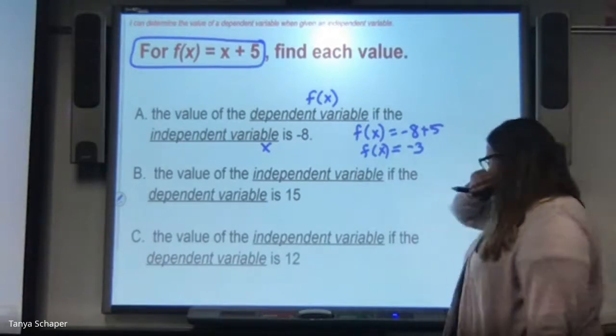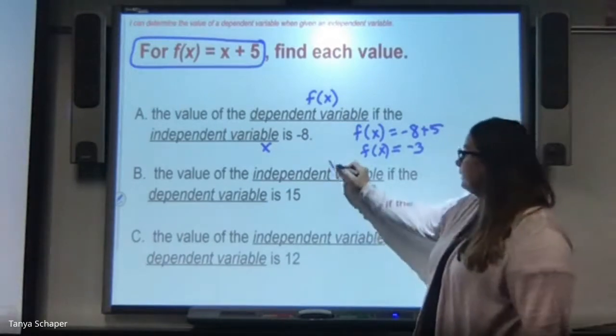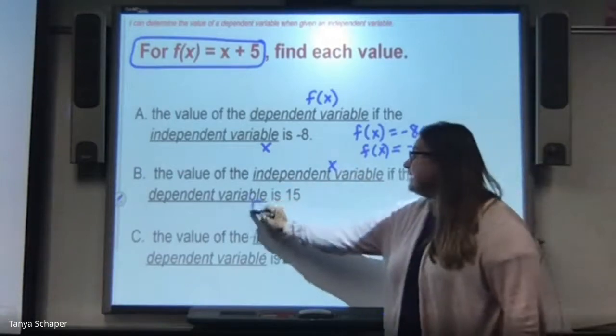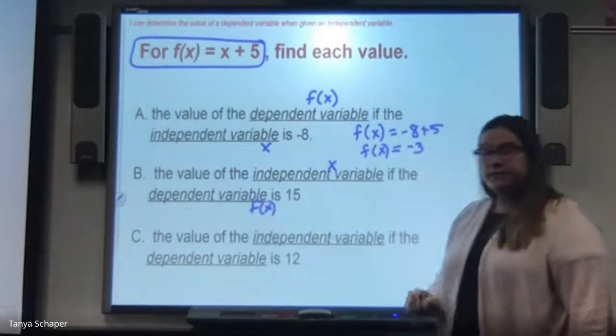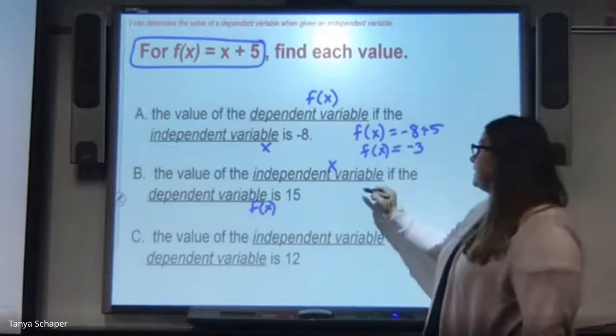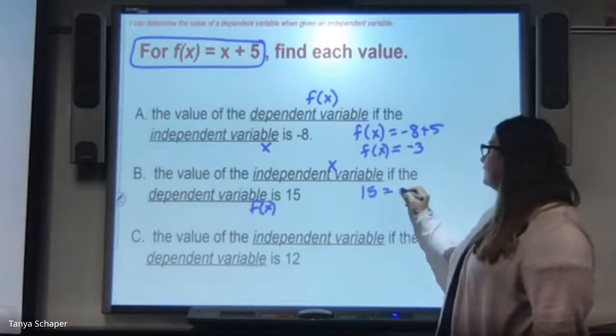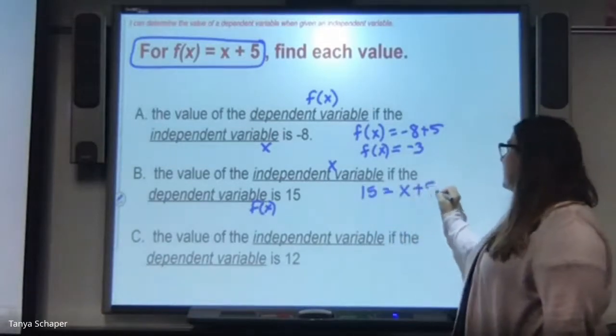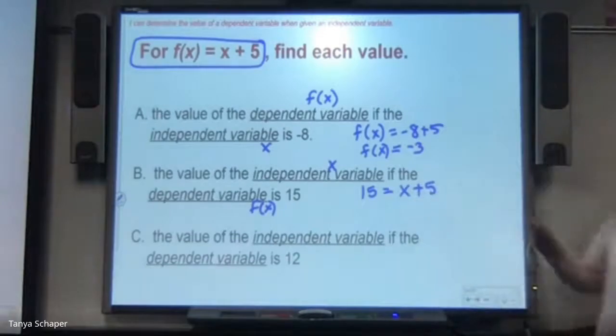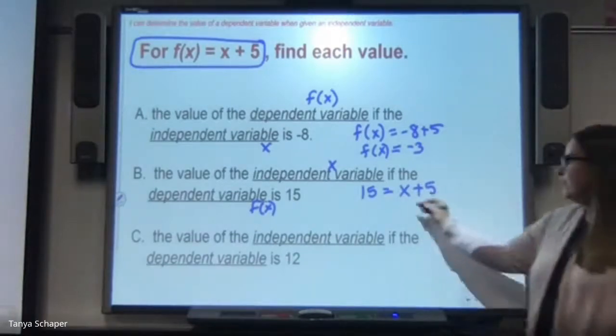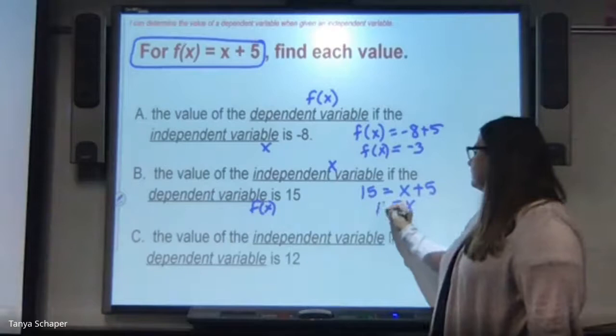The independent variable, if the dependent variable is 15. So that means I'm putting 15 in for f of x. So 15 is equal to x plus 5. What plus 5 is 15? That's 10. X equals 10.